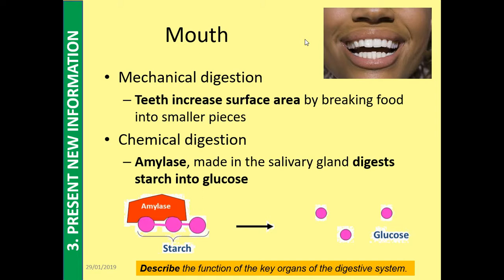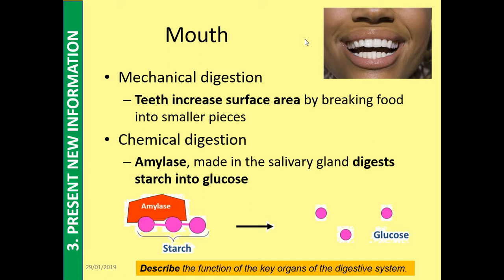So let's start at the very beginning. We'll start with the mouth. 2 types of digestion occur here in the mouth. We've got mechanical digestion, which is the teeth chomping away at the food, which all it does really is it allows us to swallow it, and it increases the surface area. And increasing the surface area is going to help the food later down the line when the enzymes are digesting it properly, chemically. There's also some chemical digestion in the mouth, and this is in the form of amylase.